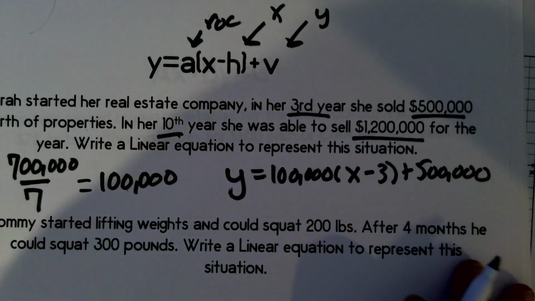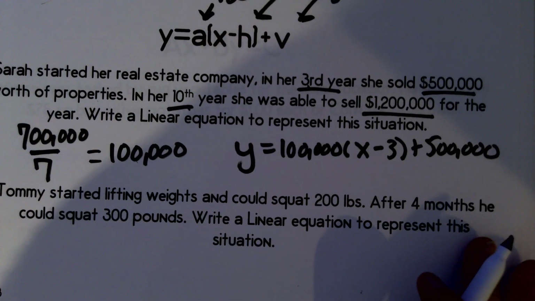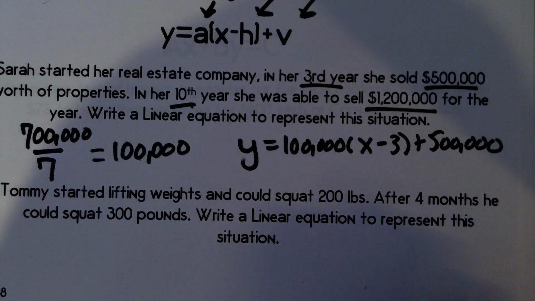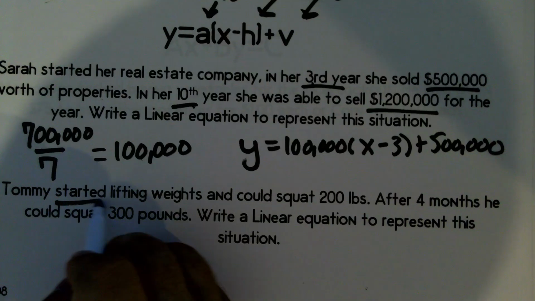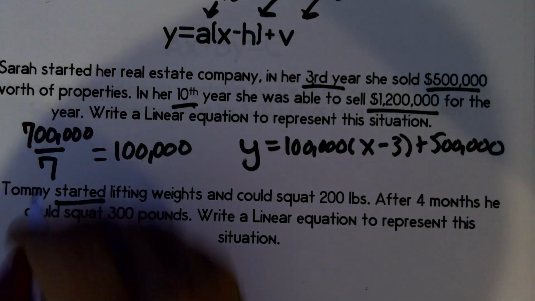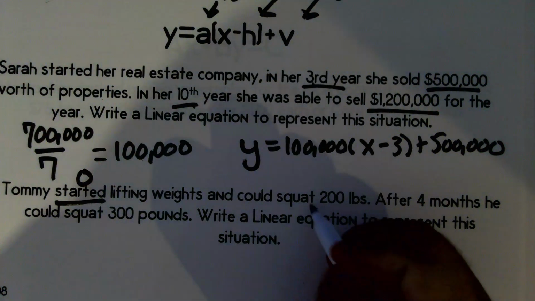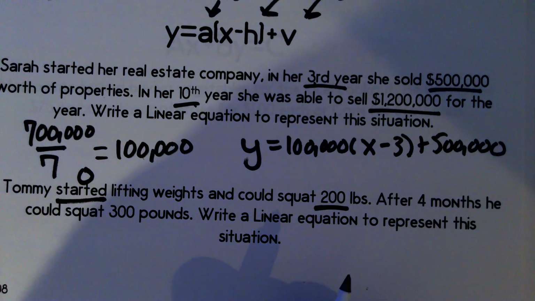All right, let's move on to our next question. Tommy started lifting weights and could squat 200 pounds. After 4 months, he could squat 300 pounds. Write a linear equation to represent this situation. All right, so if he started, there is no time that has passed by. So that's an independent variable of 0, and he has 200 pounds to start.